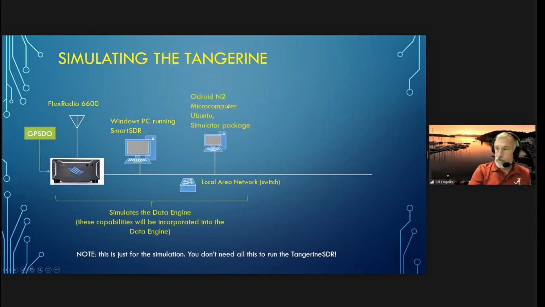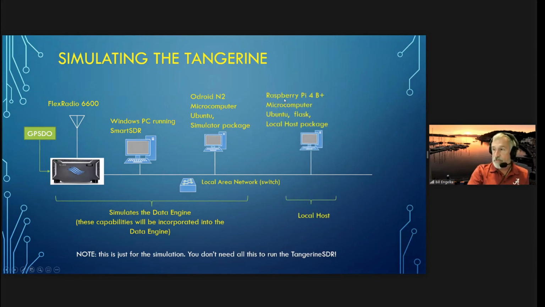Then there is an Odroid N2 microcomputer running a simulator package. In essence, this simulates what the FPGA in the Tangerine in the data engine will do. So this simulates the data engine. Then over here, this is the local host. It's implemented on a Raspberry Pi 4B+. We've also tested it running on an Odroid N2, and that works just great because it's a little bit more powerful than the Raspberry Pi B+. So this is the local host.